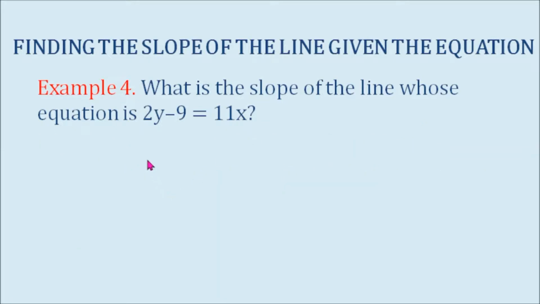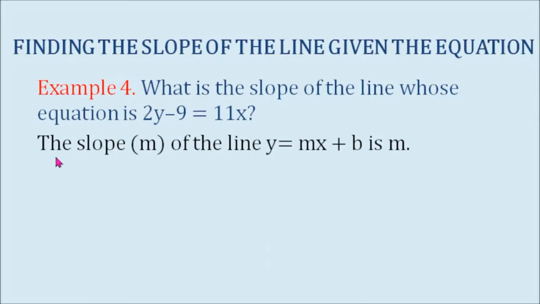This is an alternative way. We can write this equation in slope-intercept form. The slope m of the line y equals mx plus b is m. So this is the slope-intercept form. This means we are going to isolate y on the left side of the equation.